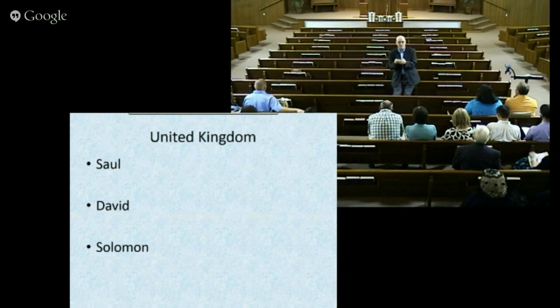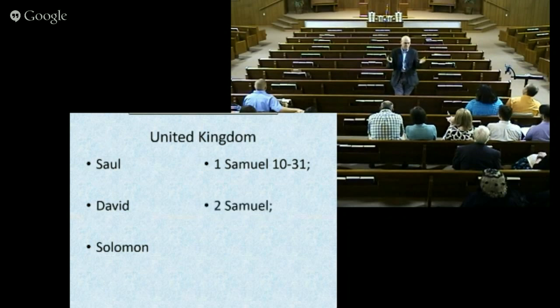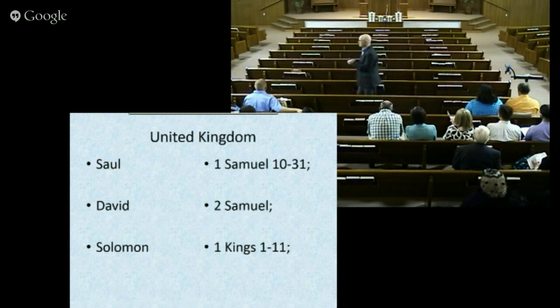So Saul, we're looking at now, is in 1 Samuel. We actually started in chapter 8 for this quarter. Saul's private anointing is in chapter 9. So he actually becomes king publicly in chapter 10. So we'll say 1 Samuel 10 through the rest of 1 Samuel is the period covered by Saul. David is essentially the book of 2 Samuel. That's pretty simple. And then Solomon, which we'll get to in the next quarter, is 1 Kings, the first 11 chapters.